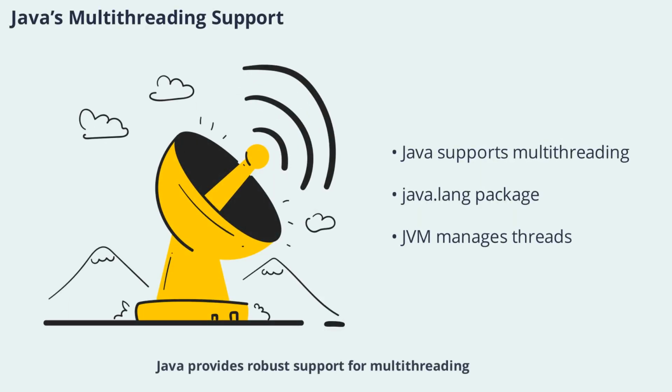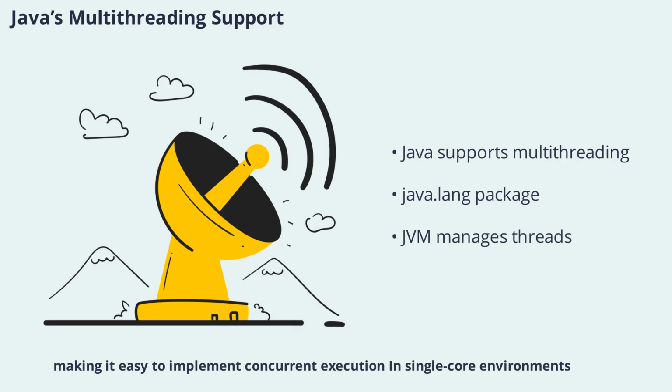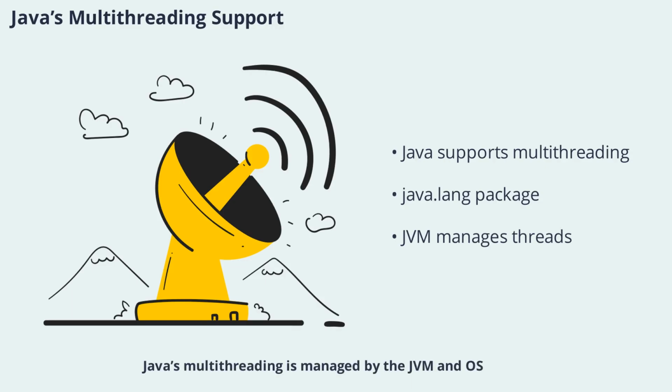Java provides robust support for multithreading, allowing developers to create applications that perform multiple tasks simultaneously. Java's multithreading capabilities are part of the java.lang package, making it easy to implement concurrent execution. In single-core environments, Java's multithreading is managed by the JVM and OS, which switch between threads to give the illusion of concurrency. In multi-core environments, Java can distribute threads across cores for true parallel execution.